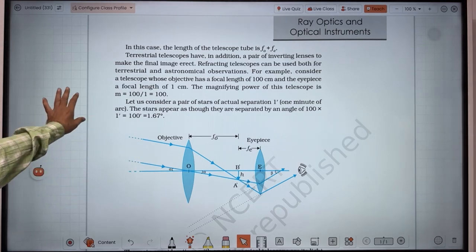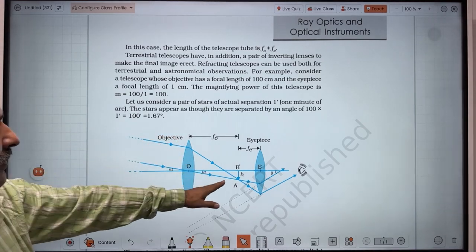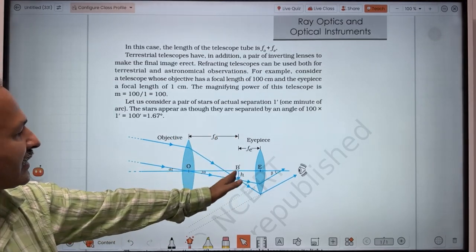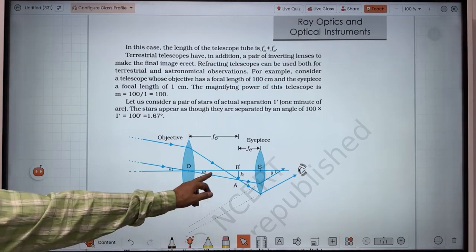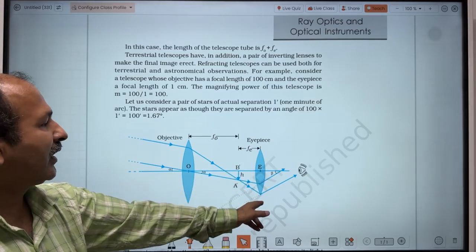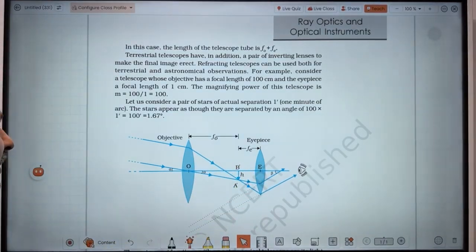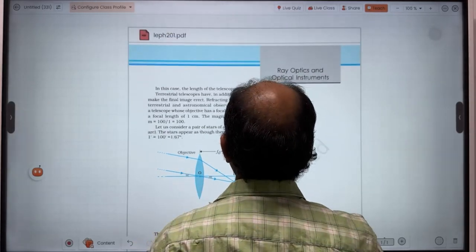Of course, we are viewing objects at far off distances, so they are assumed to be at infinity. So the rays will be parallel and they will be focused at the focus of the objective. That is why the image is formed here, and then this image will behave like the object for the eyepiece, and being situated at its focus, again its image will be formed at infinity. So that is shown here, and some other specifications are given that you can read.